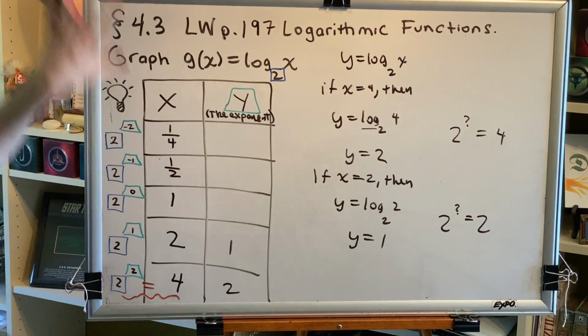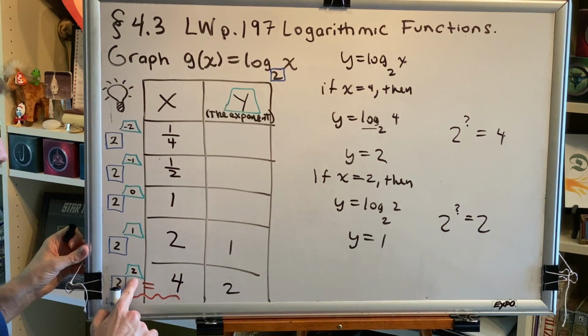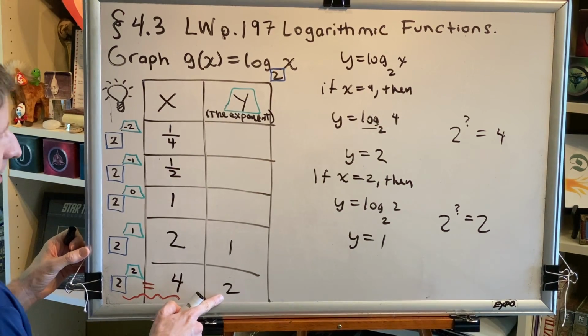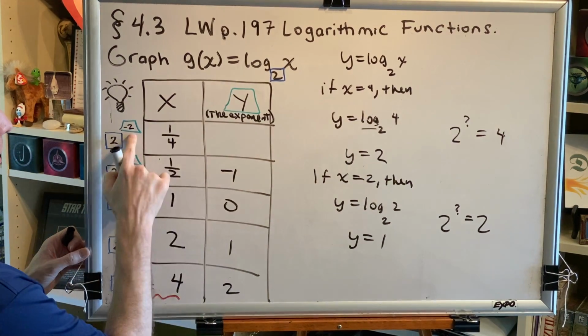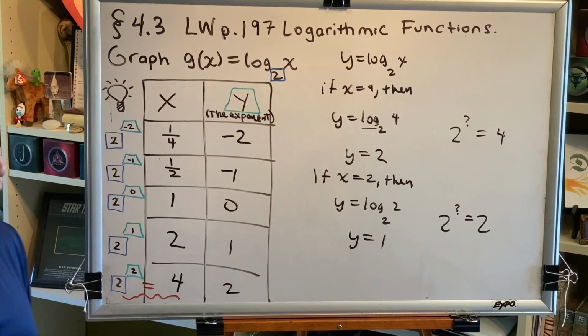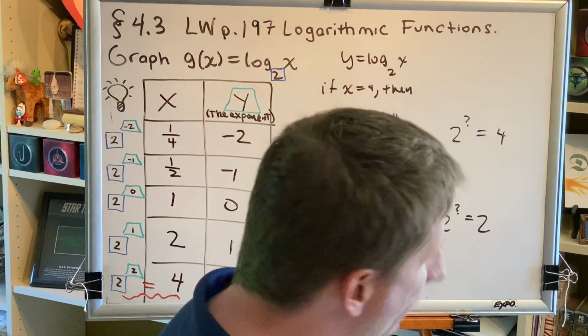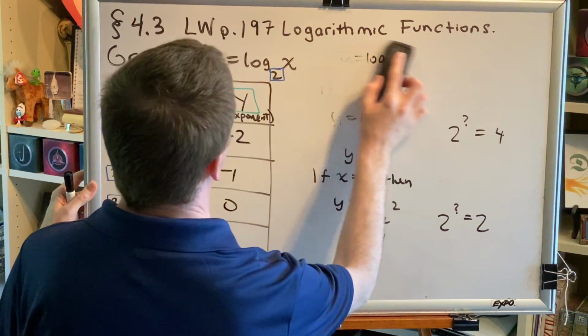This pattern allows me to fill in the entire table. Whatever the exponent was that you used on top of the base to make x is telling you y. 2, 2, 1, 1, 0, 0, -1, -2. There we go. We have our 5 points. And now we're ready to create the graph of our logarithmic function.